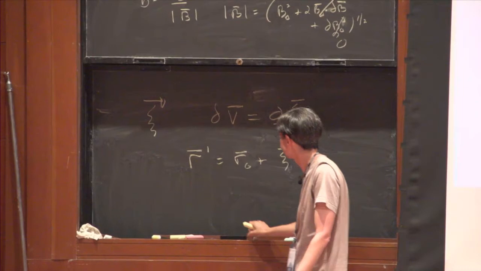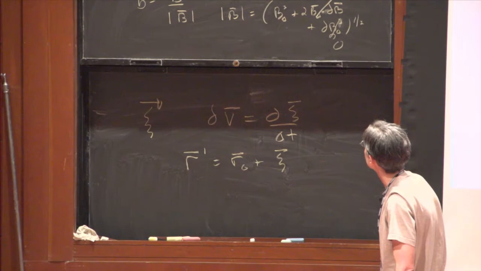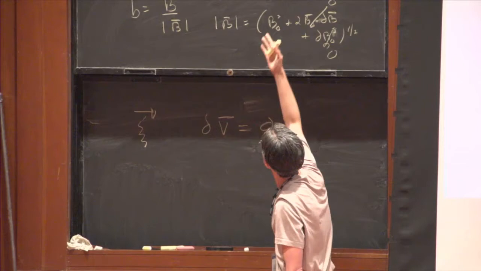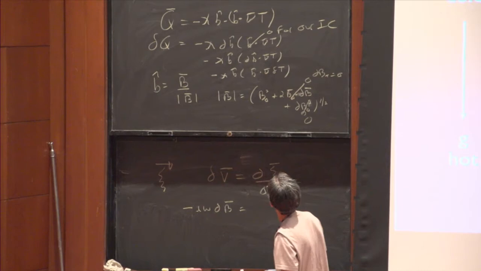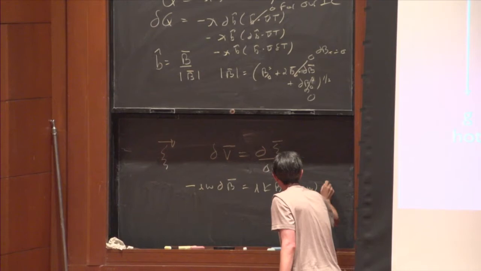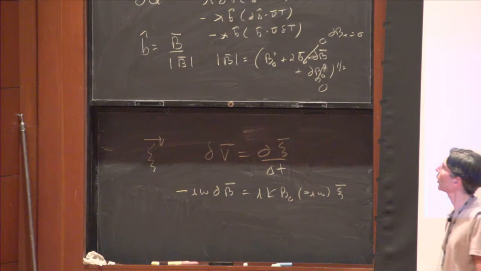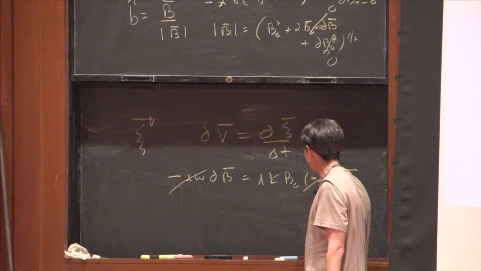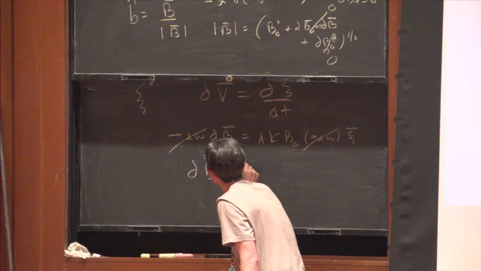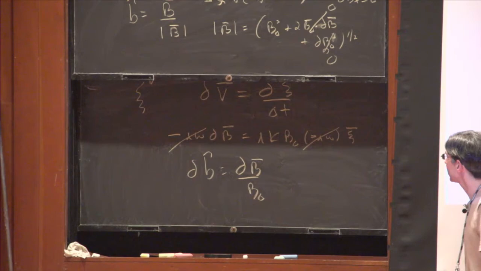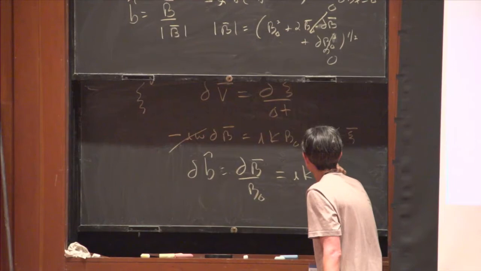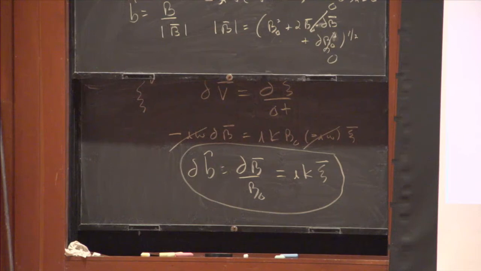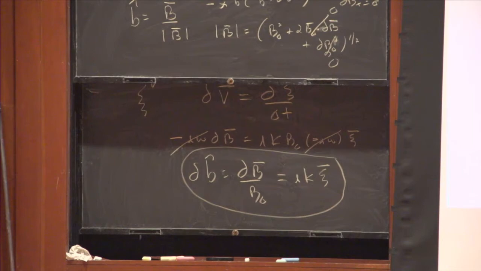So that allows me to rewrite delta V there. So I can rewrite minus i omega delta B is i k B naught times minus i omega times the fluid displacement. Just writing the velocity perturbation in terms of the fluid displacement. The minus i omegas cancel. And I have directly an expression for this perturbation to the direction of the magnetic field, this is just equal to i k times the fluid displacement. And this is really just a form of flux freezing. It's telling you that how the magnetic field changes is governed by how the fluid moves.